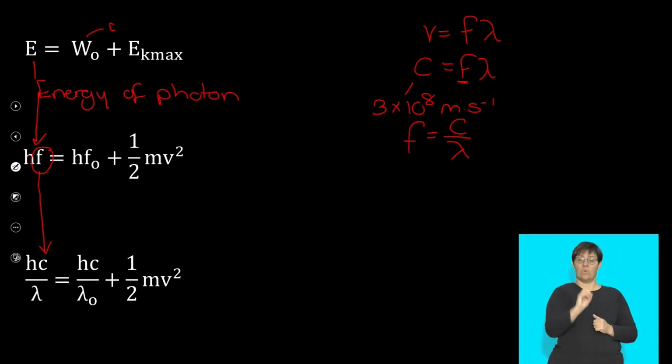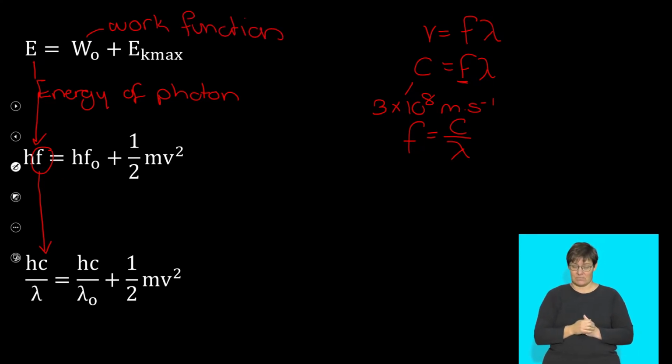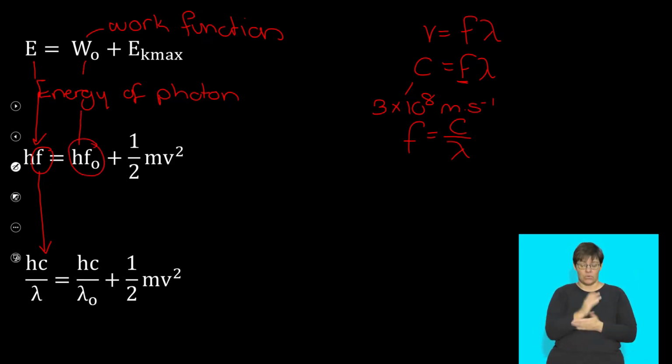W0 is the work function. Minimum energy needed for the electrons to start to get off the surface of the metal. We calculate the work function by that equation, h f0, where f0, remember, is the threshold frequency.